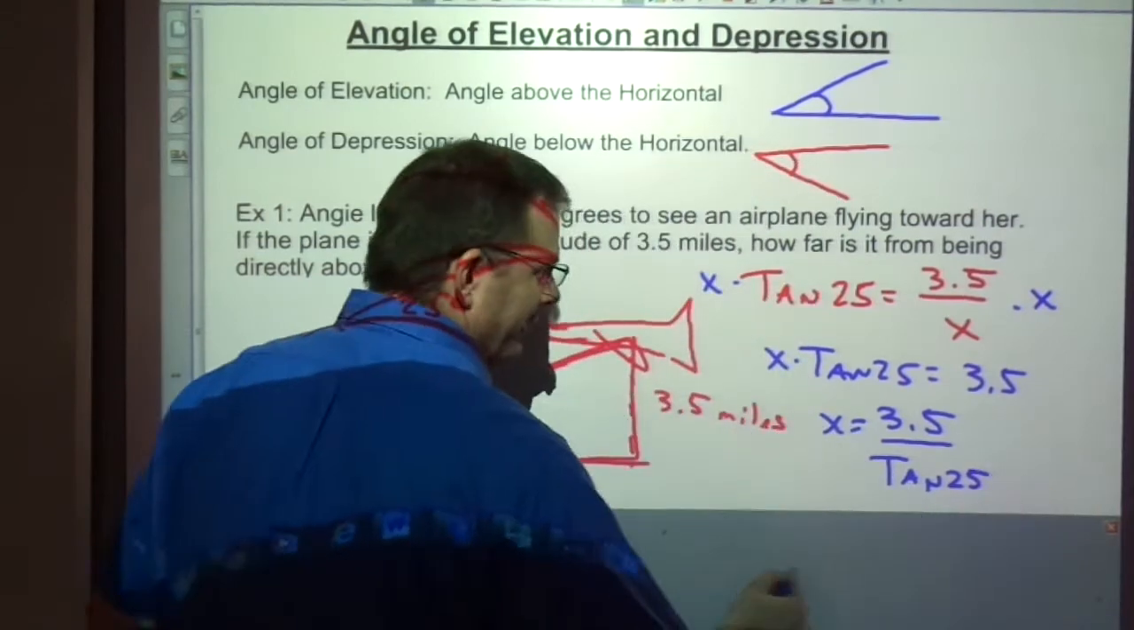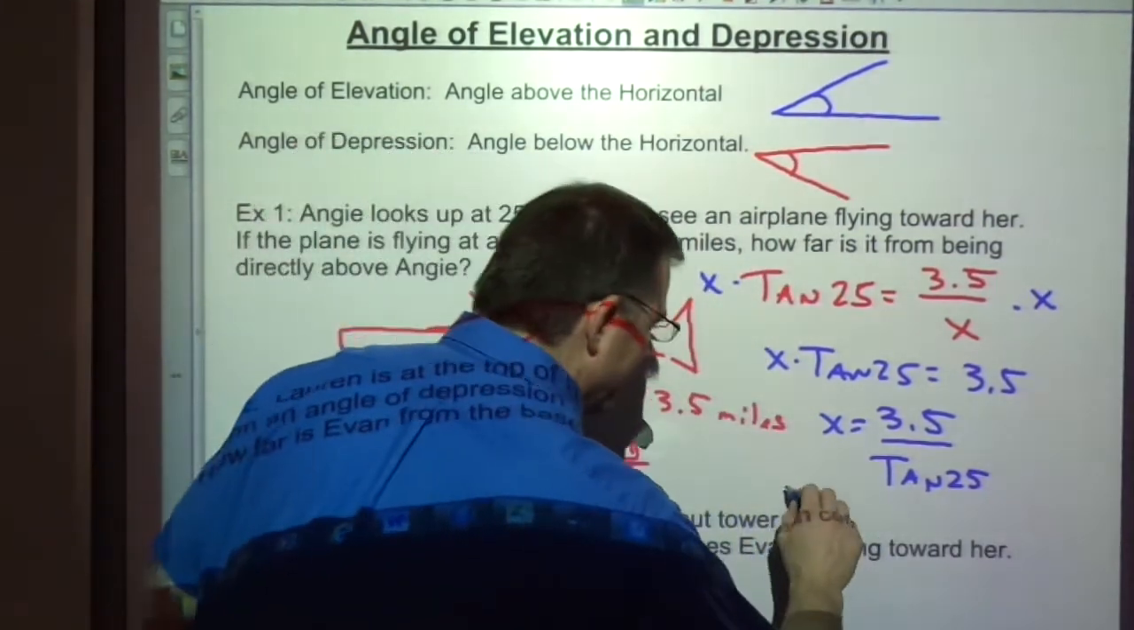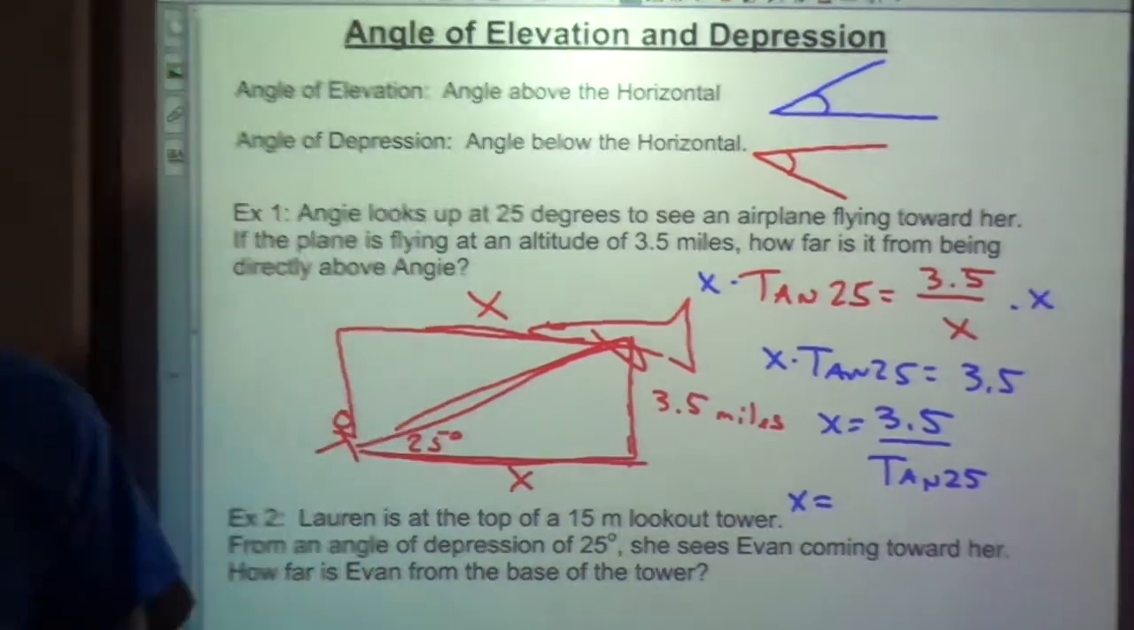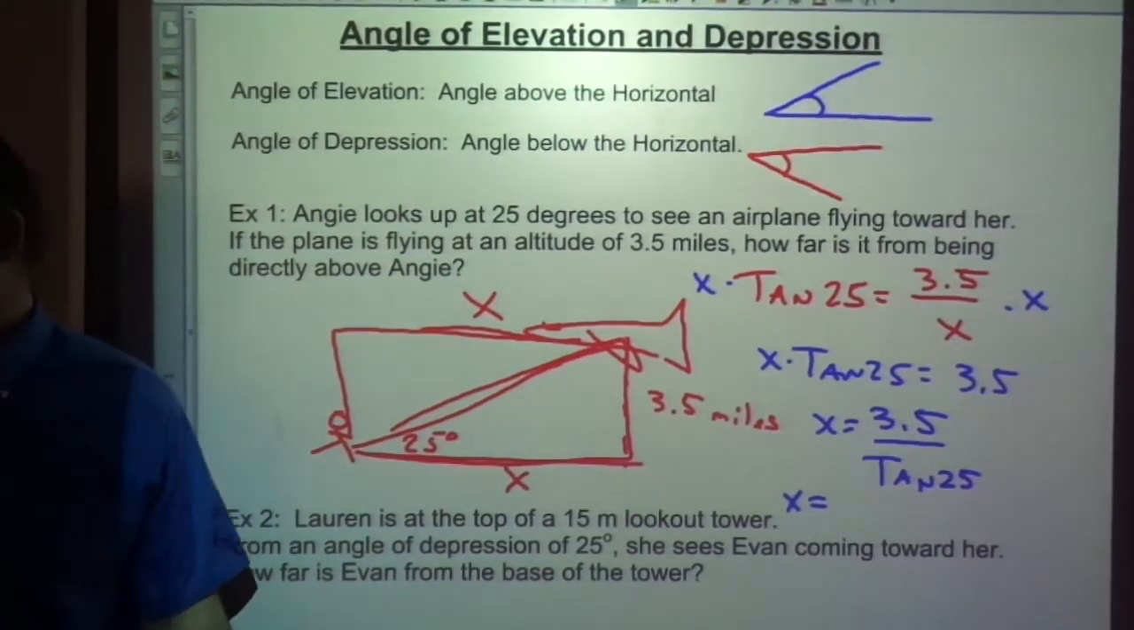I don't have a calculator up here. Hold on. Somebody help. 3.5 divided by tangent 25.